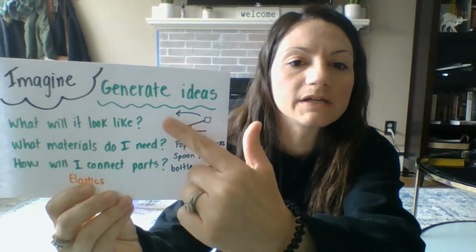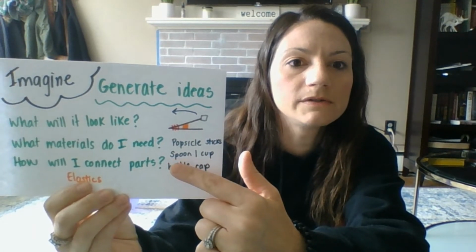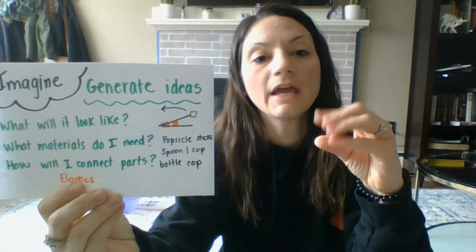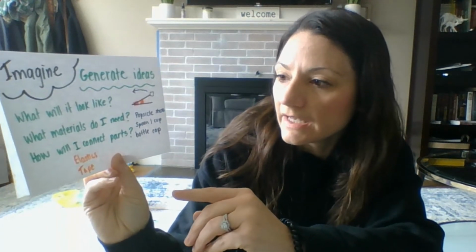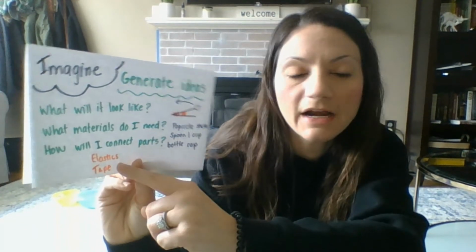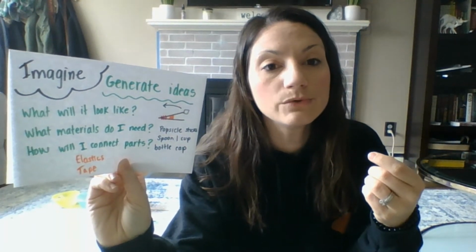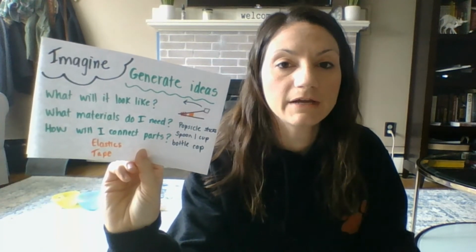I'm going to attach my popsicle sticks with elastics because those have the right properties, right? They're flexible. I can wrap it around a bunch of times, and it'll still be a little flexible. And the other things that I might need are some tape, right, to attach my spoon or whatever I use for my holder to my popsicle stick. Okay, so that is what I'm imagining my catapult to be like.